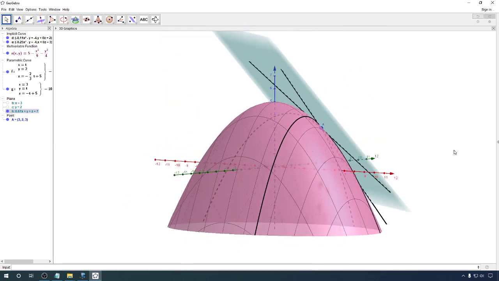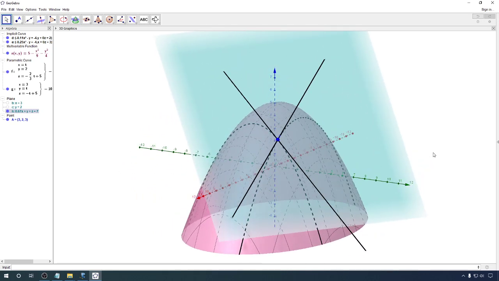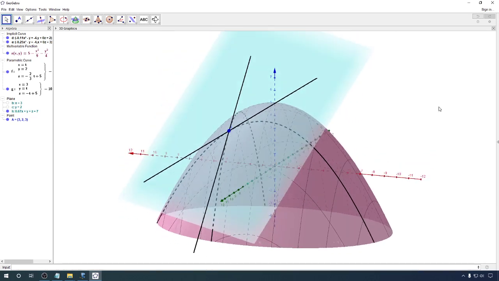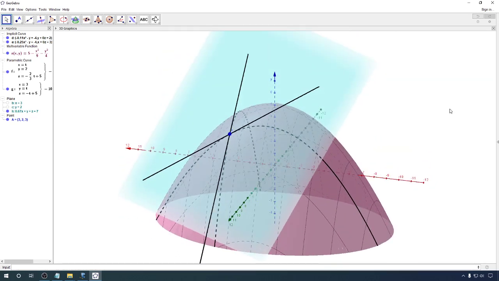It is tangent to that surface at that point. It contains the two tangent lines we already knew about our surface, and it will contain every other possible tangent line as well.